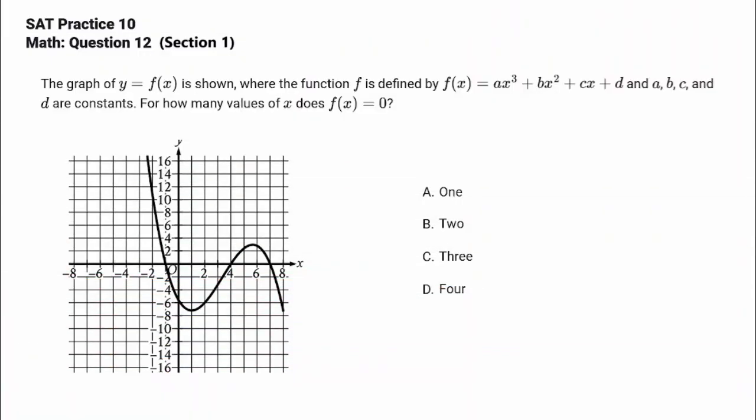We're on SAT Practice Test 10, Math Section 1, Question 12. What's the level of difficulty here? It is squarely medium. It is not hard. The graph of y equals f of x is shown, where function f is defined by this hairy mess, a, b, c, and d are constants. For how many values of x does f of x equal 0?